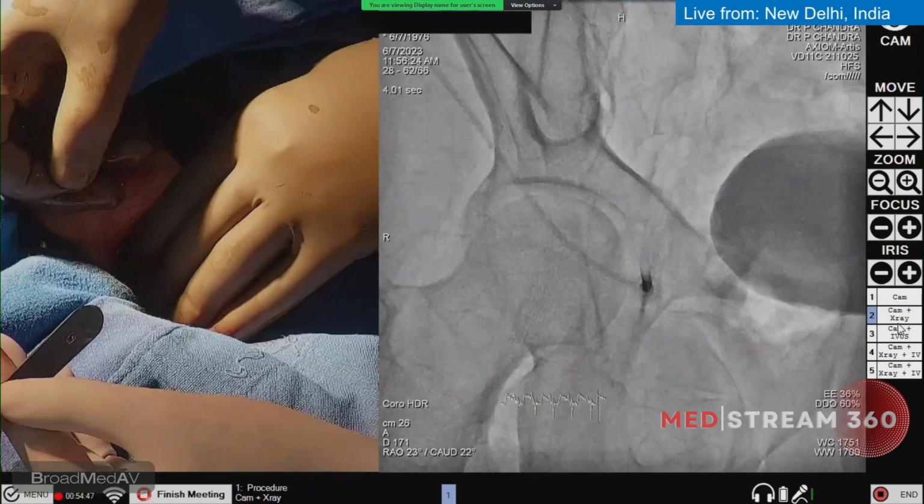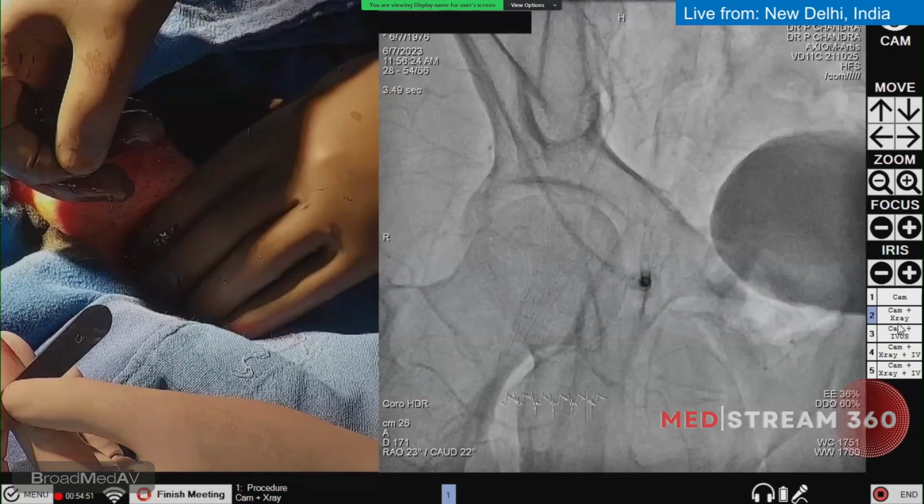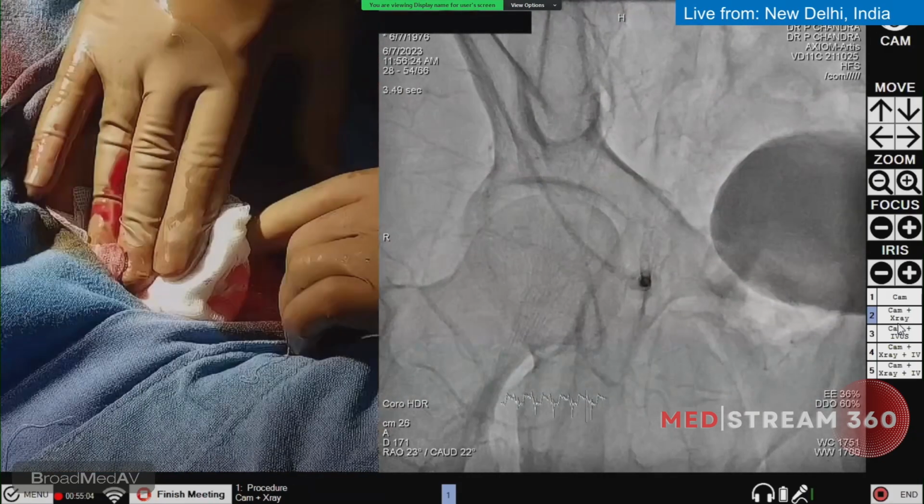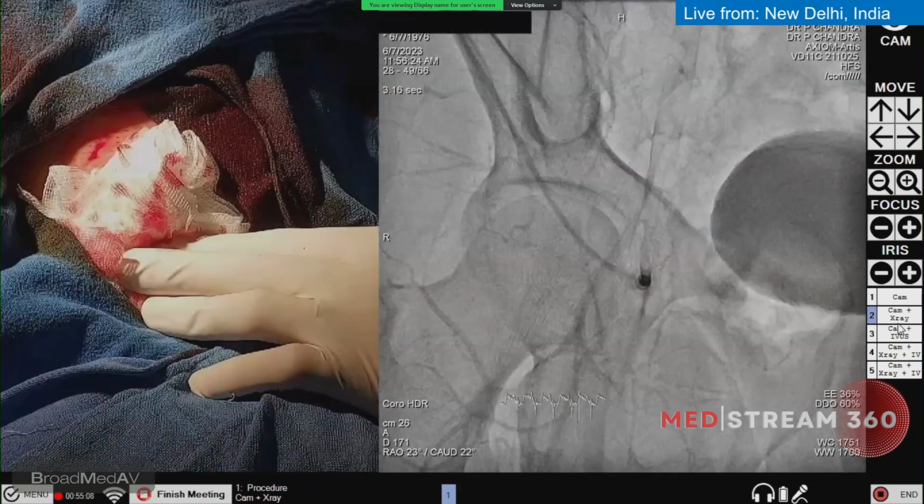I'll compress it a little bit because sometimes there is a small leak there. Cut it. Now press it for 30 seconds or 1 minute. That's all. So thank you very much.